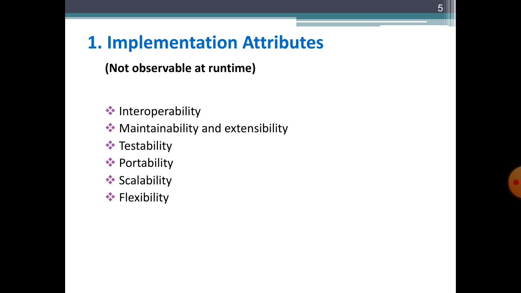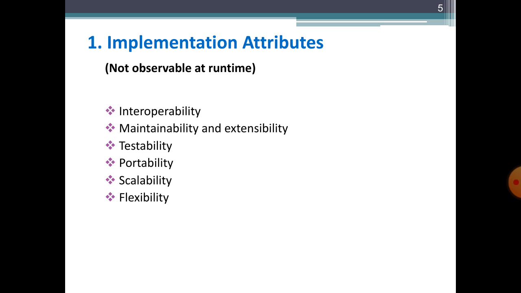And students, these are the detailed discussion about these implementation attributes, which we call not observable at runtime. And almost many of these attributes we also discussed in our previous lecture as well. So that's why I'm not going into more deeper details, because we also saw these different kinds of quality attributes in our last lecture as well.